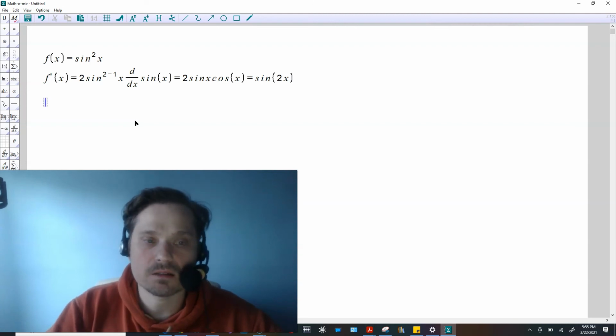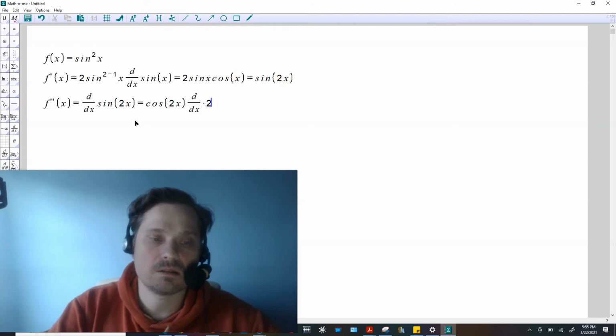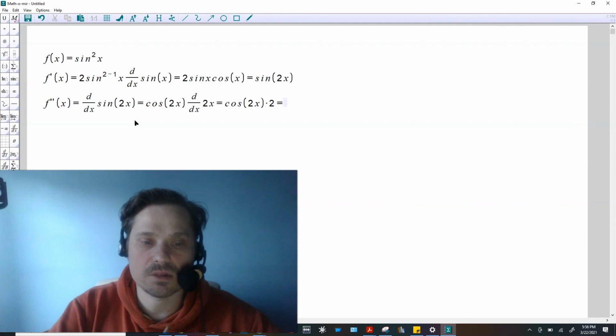Now to find the second derivative, you have to differentiate the first one. So f double prime of x would be equal to the following, the derivative with respect to x of sine of 2x. The derivative of the sine function is cosine. You copy the 2x and you multiply by the derivative of the inside, which is the derivative of 2x. This becomes cosine of 2x times 2. By convention, the 2 goes out front, so it becomes 2 cosine of 2x. And this is the answer.